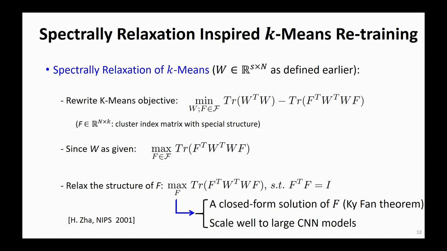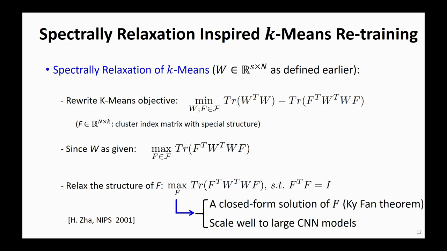To do so, our k-means regularization is built on the spectral relaxation of k-means published in NIPS 2001. Here, I give a brief review on spectral relaxation of k-means. First, the spectral relaxation converts the sum of squares k-means objective to the following problem, where TR denotes the matrix trace. The original spectral relaxation considers W is given. Thus, we have the equations from the second bullet.